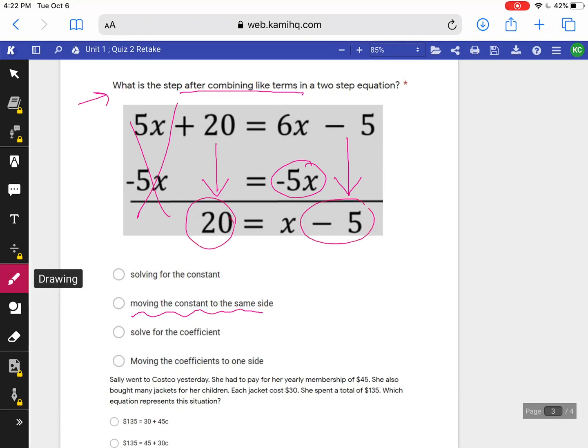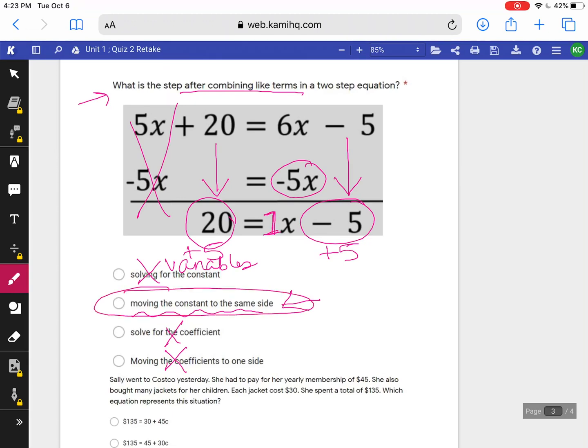I have a 20 and I have a -5. And so I need to move that -5, or the constant -5, over to be with the other constant of 20. I'm not solving for the constant. I solve only for variables. I'm not solving for the coefficient. In this case, that coefficient is only a 1. I'm not moving the coefficient because I'm not worried about that 1 with the coefficient. That can stay there. My next step is to move the constant.